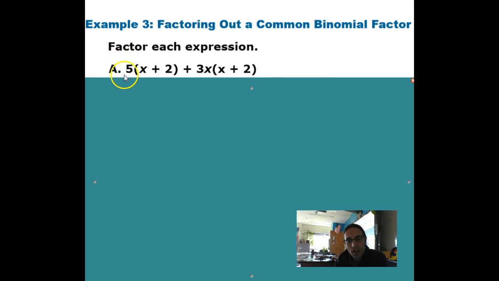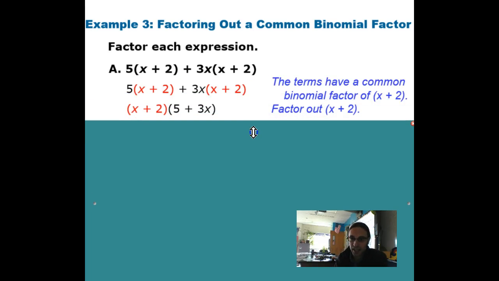Well, in this one, both expressions have an x plus 2 in common. So I can literally factor that out of both. I can undistribute it. What it looks like is I pull it out of each one of these. Isn't that amazing, right? They both have an x plus 2, so therefore I move it out.